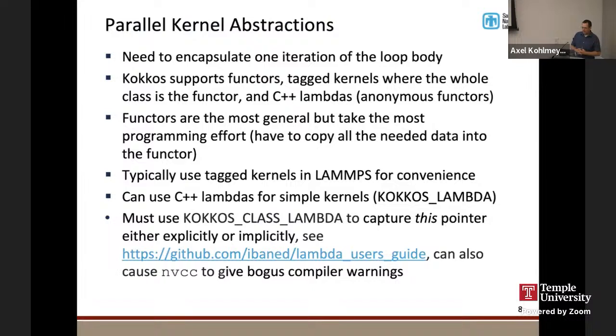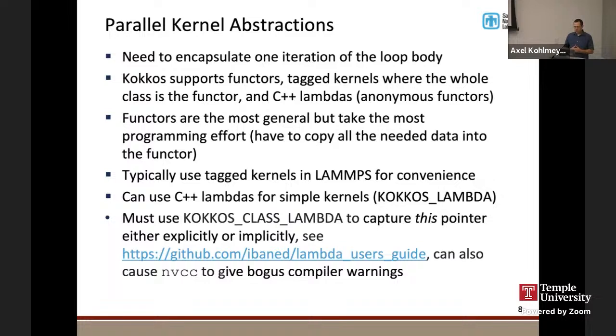Okay. And so just diving a little bit more, we really need to encapsulate one iteration of the loop body. In LAMMPS, we typically thread over atoms, and so we need to somehow get this loop body and pass it into Kokkos. There are 3 different methods that we use in LAMMPS. There's a functor, there's a tag kernel where you pass the whole class into Kokkos as the functor, and there are C++ lambdas, which are anonymous functors.